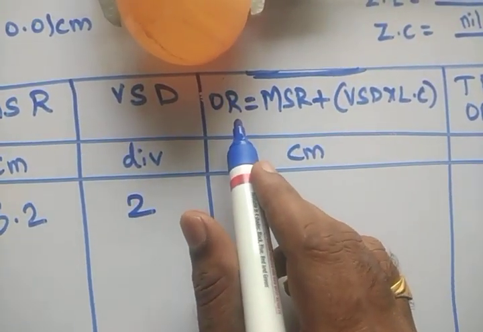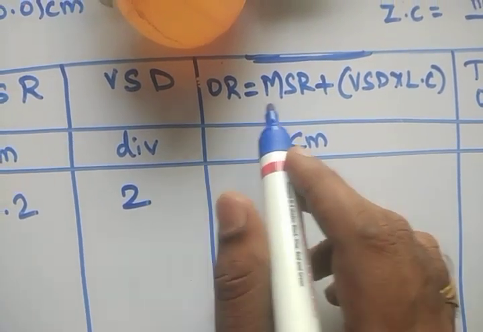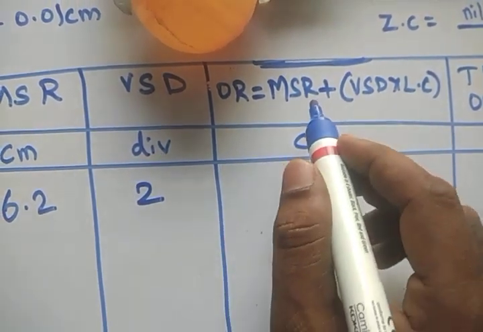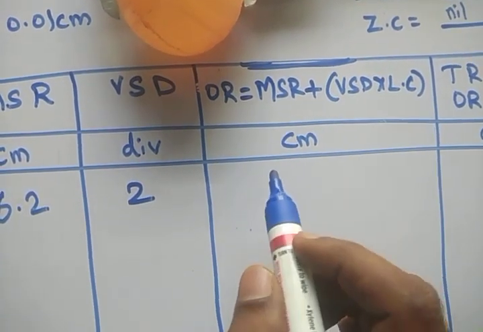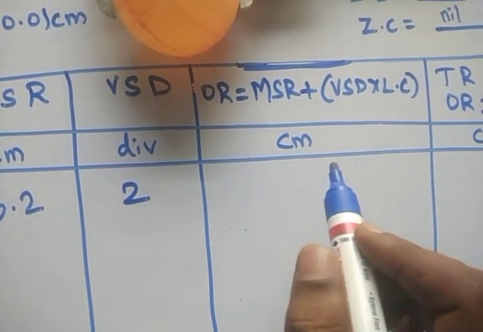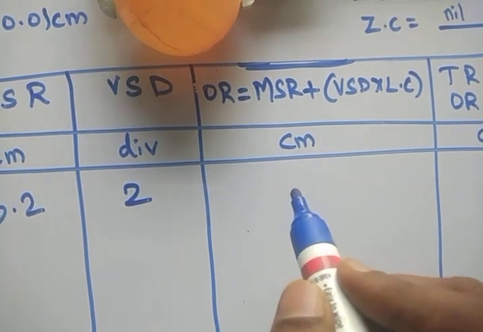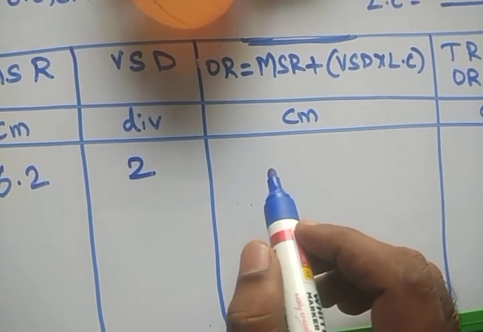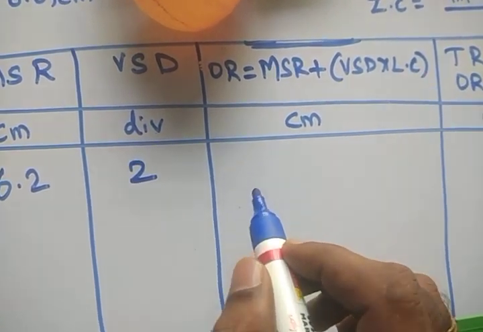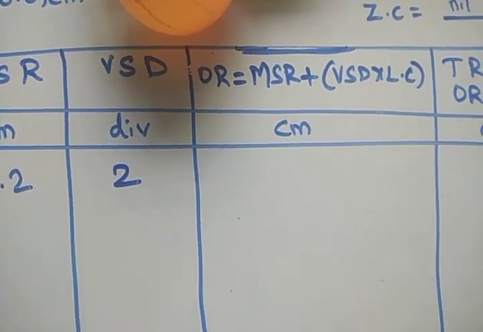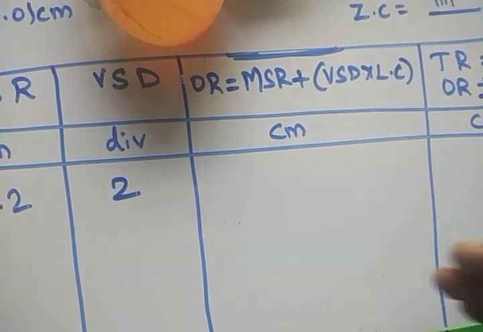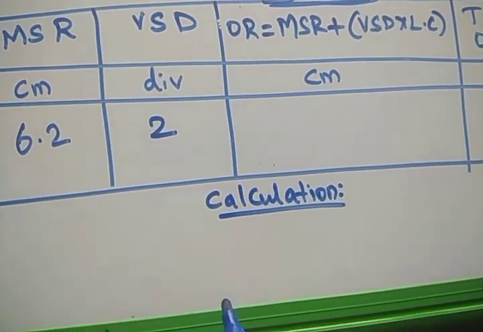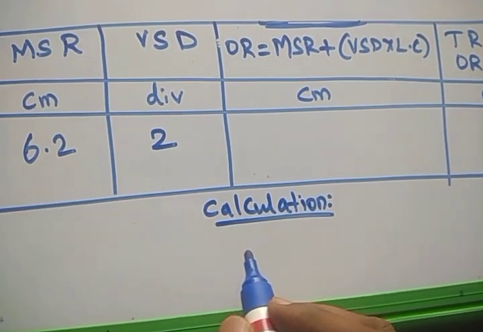Then what is the observed reading? OR means observed reading: main scale reading plus vernier scale reading into least count. These calculations are not done in the tabular column itself. For explanation purposes I will do it here, but you have to do this calculation in the calculation part only.